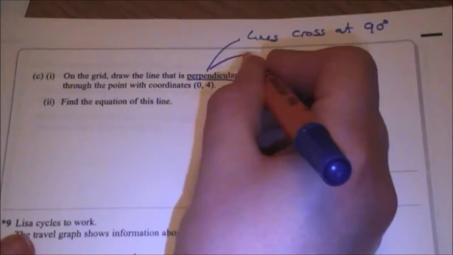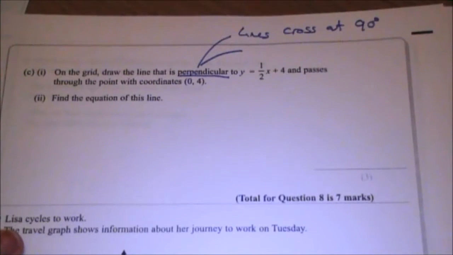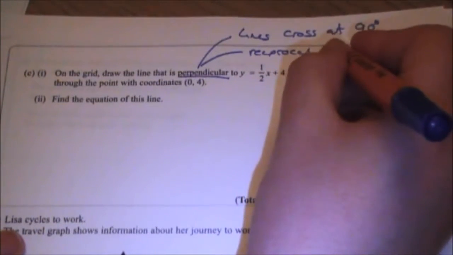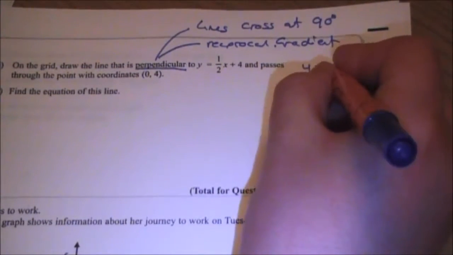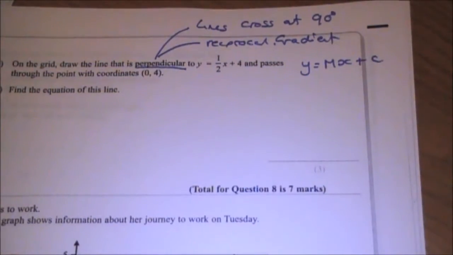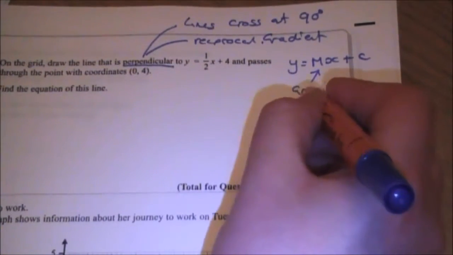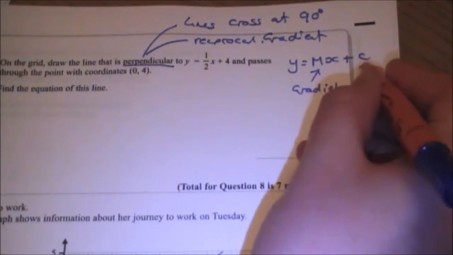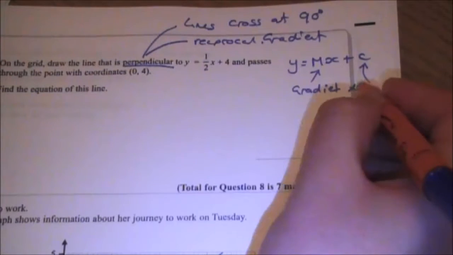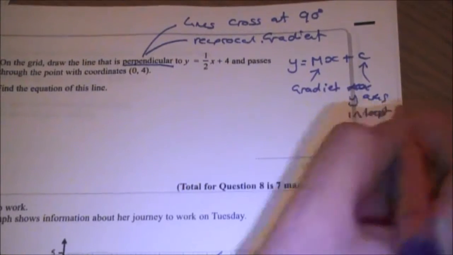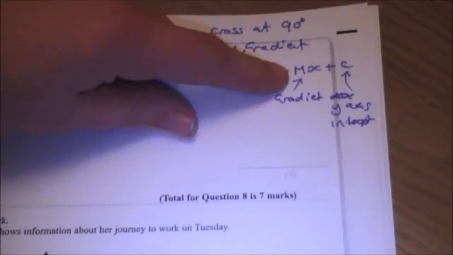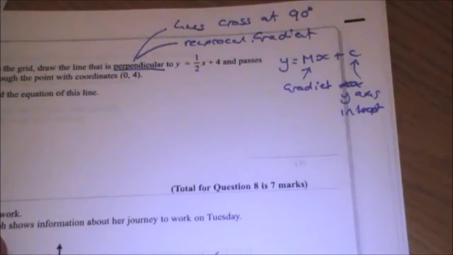However, when we're dealing with perpendicular and equations of lines and straight line graphs, what we're looking for is the reciprocal value of the gradient. Now straight lines are always written in the form of y equals mx plus c, where m is the gradient and c is the x. No, it's not. It's the y-axis intercept. So that's always your gradient. That's always where it hits the y-axis.